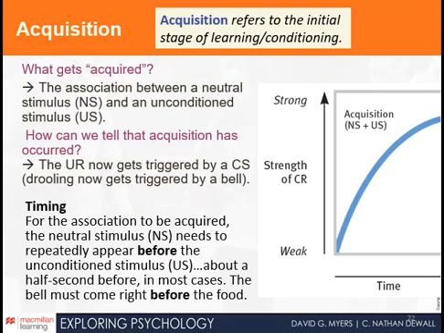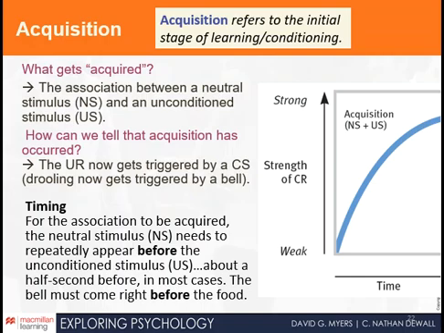Timing. For the association to be acquired, the neutral stimulus needs to repeatedly appear before the unconditioned stimulus, about half a second before in most cases. The bell must come right before the food.